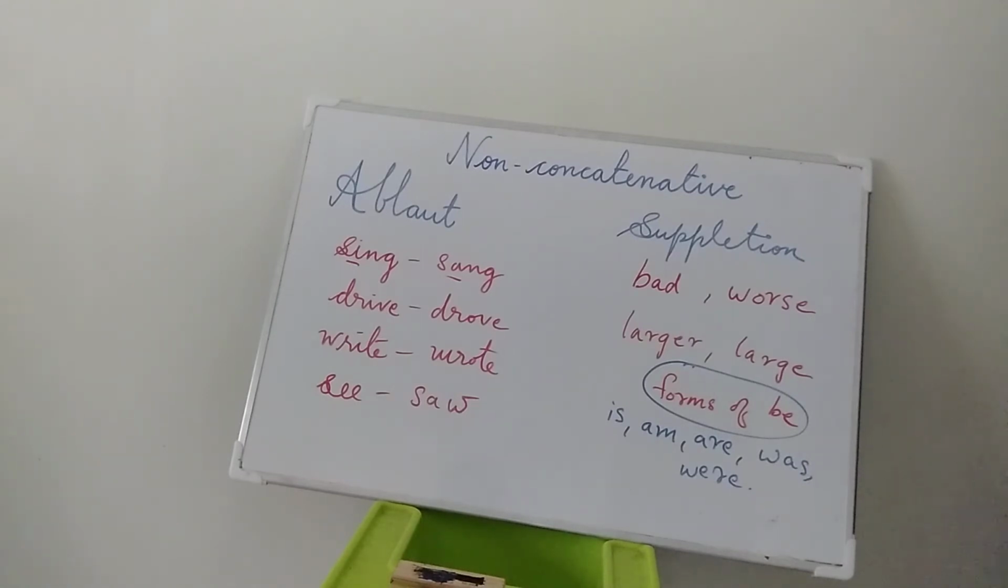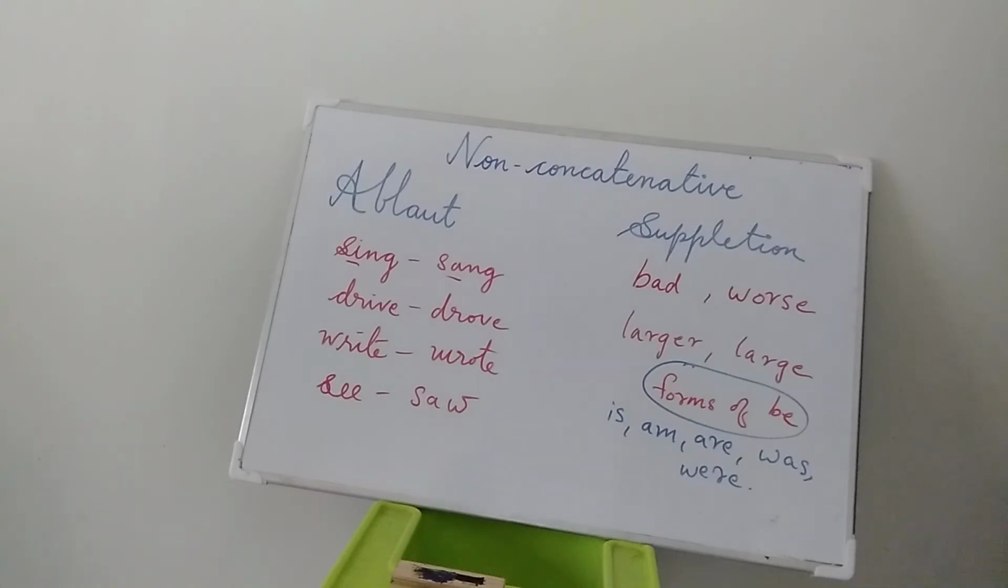So in all these forms, you find that the base word undergoes a slight change in order to produce the inflected version of the base word. And this is done by changing the vowel in the base. This is what you mean by ablaut. It is a non-concatenative process. And we call sing and sang cognates. Drive and drove are cognates. C-O-G-N-A-T-E-S. Write and wrote are cognates. See and saw are cognates.